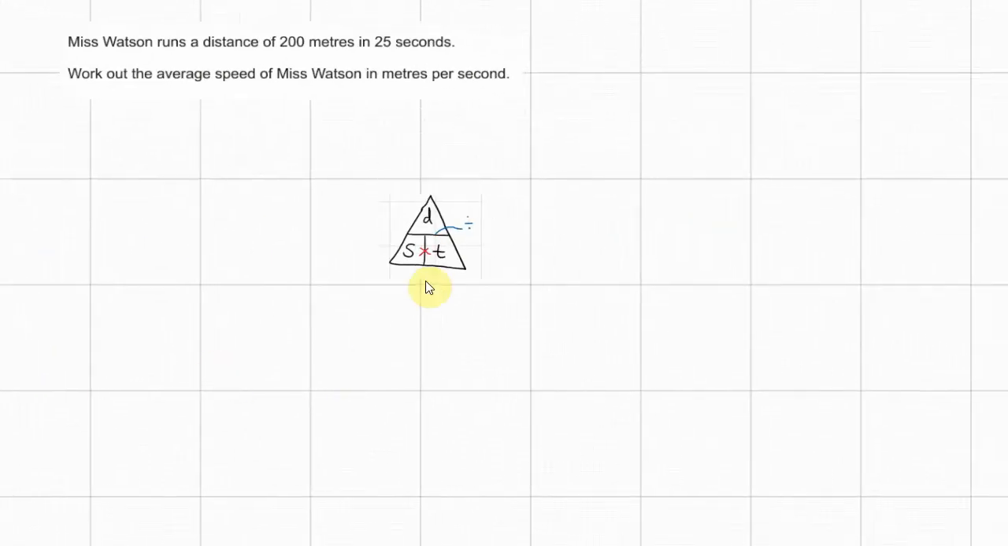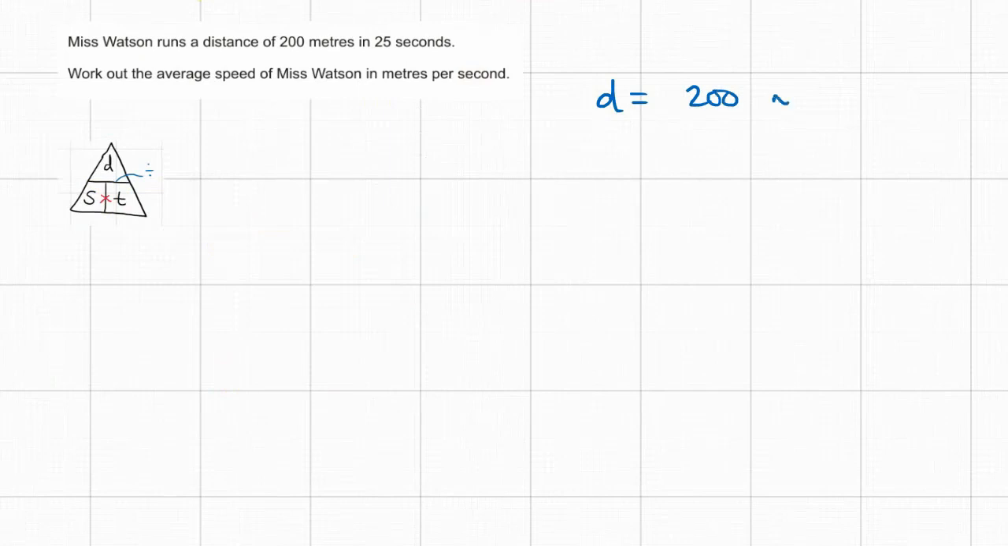Okay, next question. Work out the average speed. So we've got a distance of 200 meters. We've got a time of 25 seconds. Here we've got different units, but we don't need to convert them.